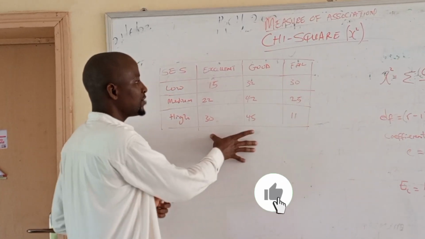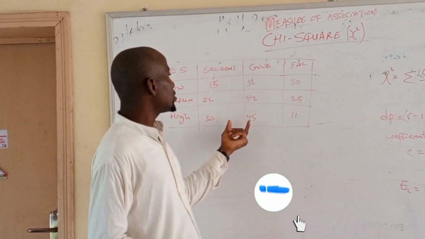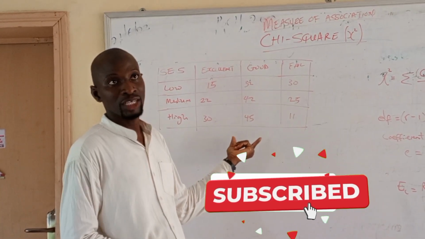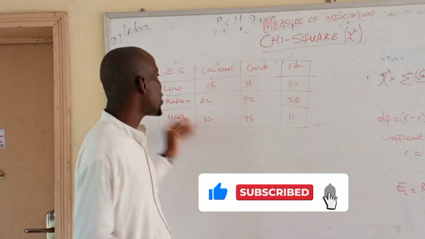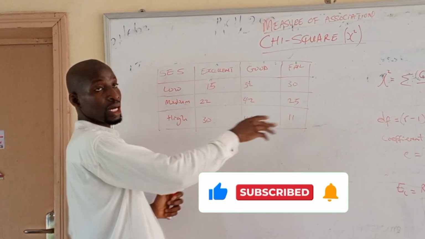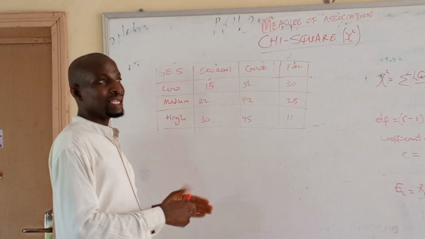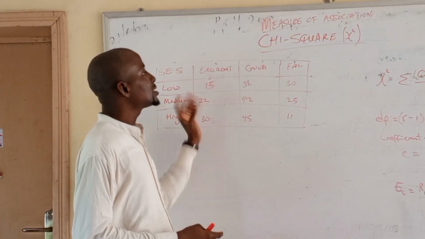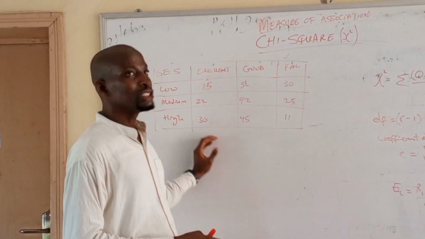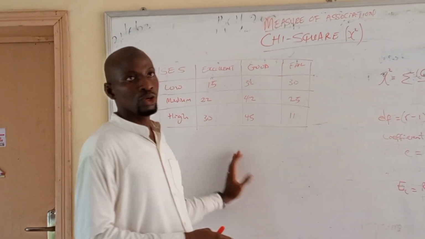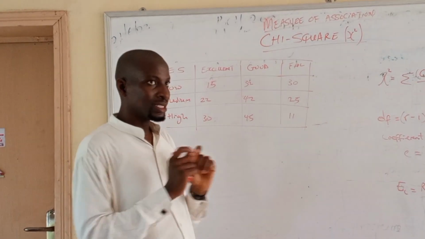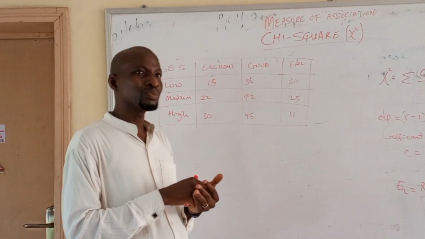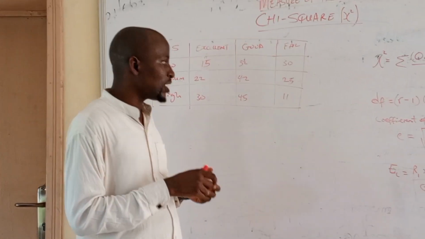How many rows do we have here? Most times, this is a 3 by 3 matrix, telling us that we have how many rows? 3 rows and 3 columns. Sometimes it can be 3 by 2, it can be 4 by something, it depends. But this is a 3 by 3, 3 rows and 3 columns. So you will need the row total, you need the column total. That's the first requirement for you to be able to compute your expected value.